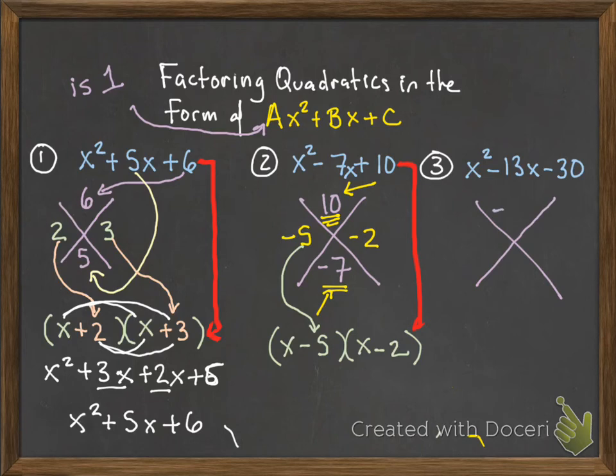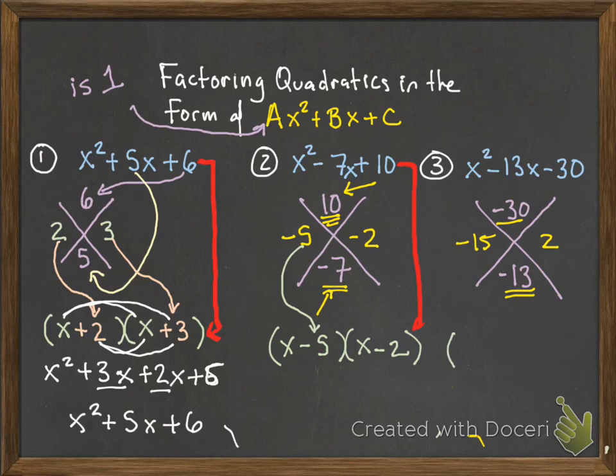I would say, what two numbers multiply to negative 30 and add to negative 13? Since we're multiplying to a negative number, one has to be positive and one has to be negative. And since we're adding a positive and a negative number to get negative 13, the larger number has to be negative. So I'm going to guess negative 15 and positive 2. Negative 15 times positive 2 is negative 30, and negative 15 plus 2 is negative 13. So we know that works.